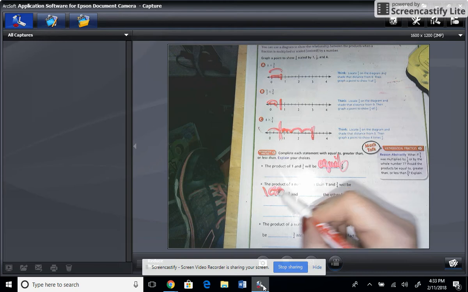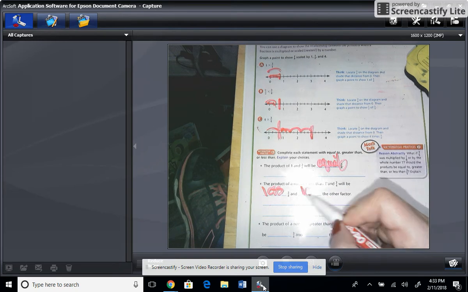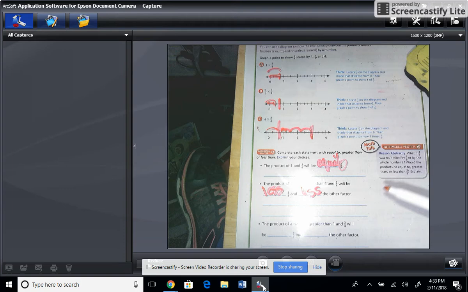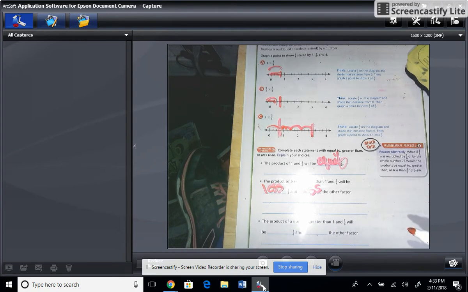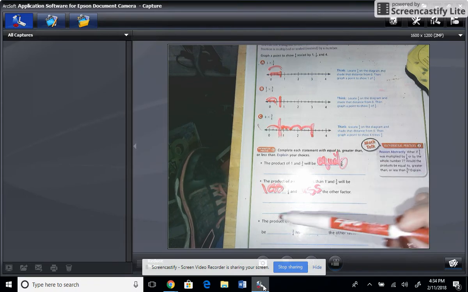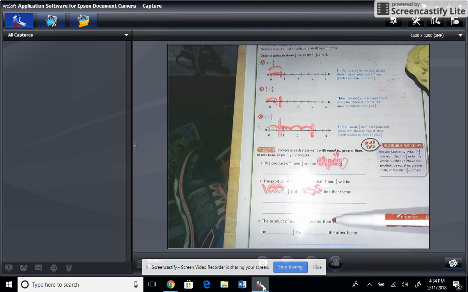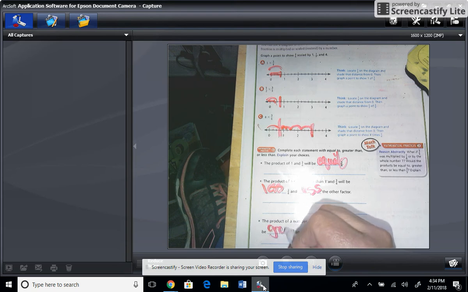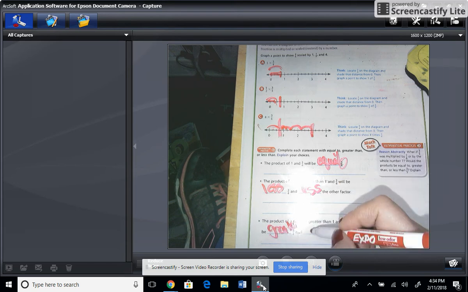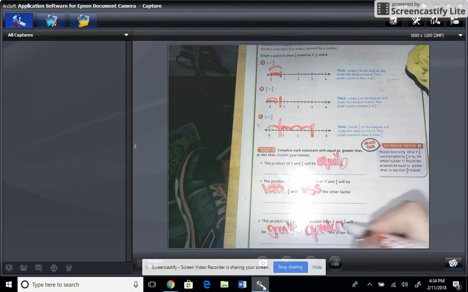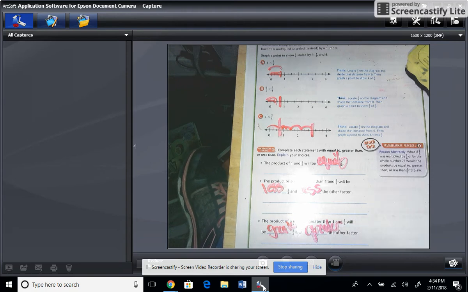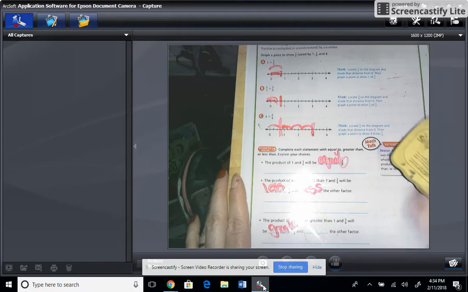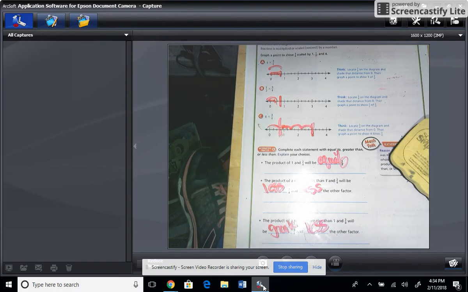All right, let's look at this one. The product of a number that is greater than 1 and 3/4 will be greater than any other factor. Oh, less than any other factor, because I'm finding 3/4 of whatever that number is, which is less than.